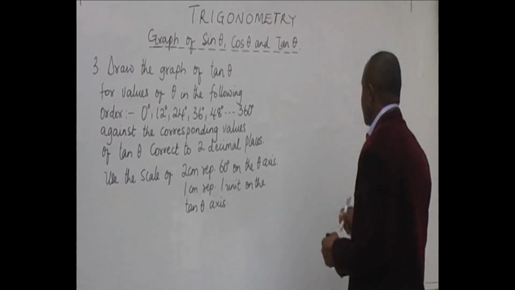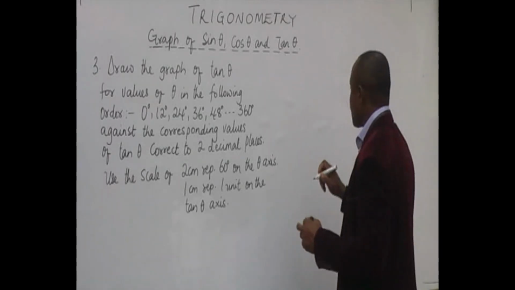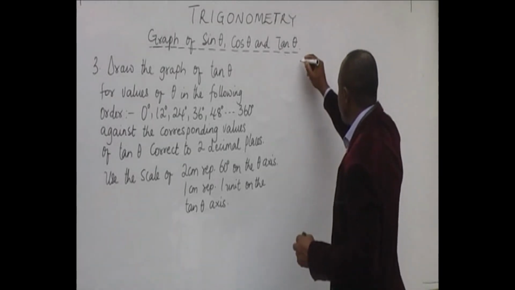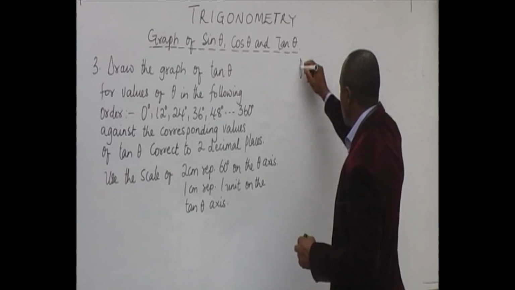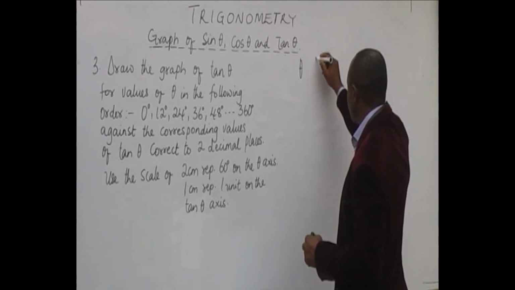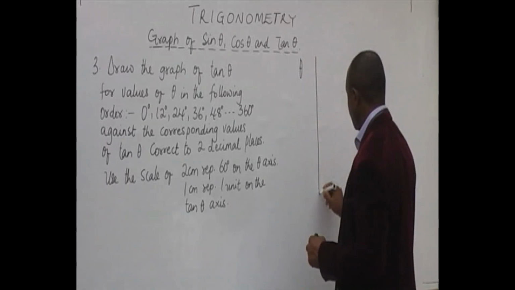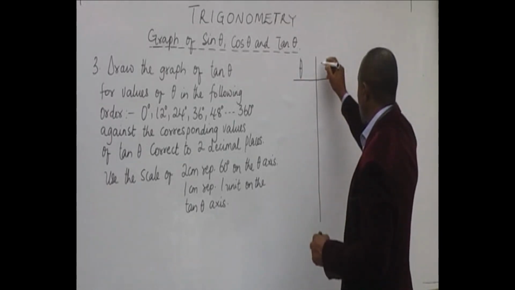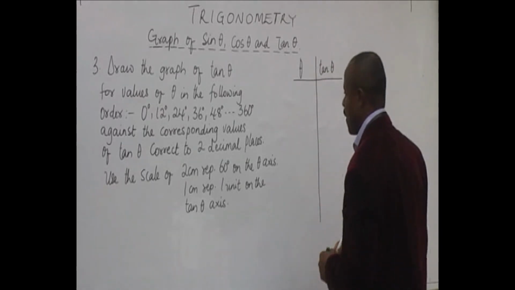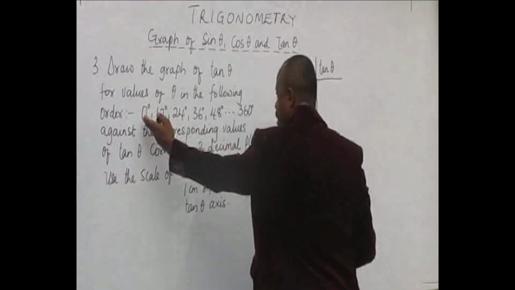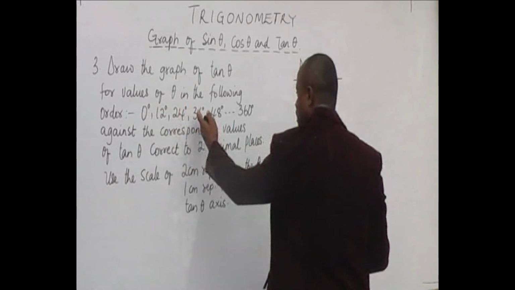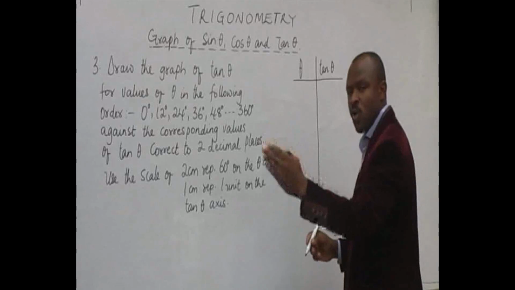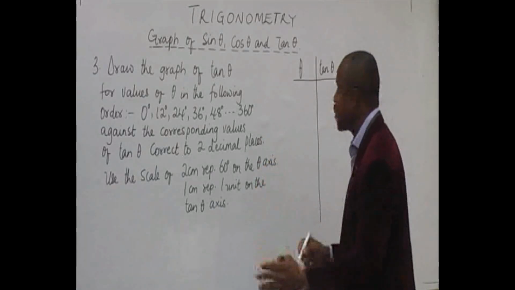So in this case, our table of values will take this shape. We're going to have theta and we're going to have the corresponding values of tan of the thetas. They say we should take the order of 0, 12, 24, 36, adding 12 in each progression.